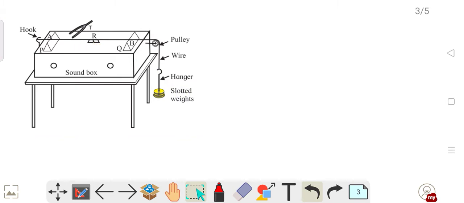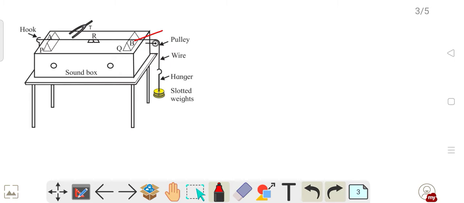Now see what happens here. This bridge can be moved. You also know that the bridges are here. This bridge can be moved across the length like this. Now what happens? This R and this T, what is this? Let us try to understand. This T is nothing but a tuning fork. This tuning fork is used to vibrate the string, and this R is nothing but a piece of paper which will be kept on the string.